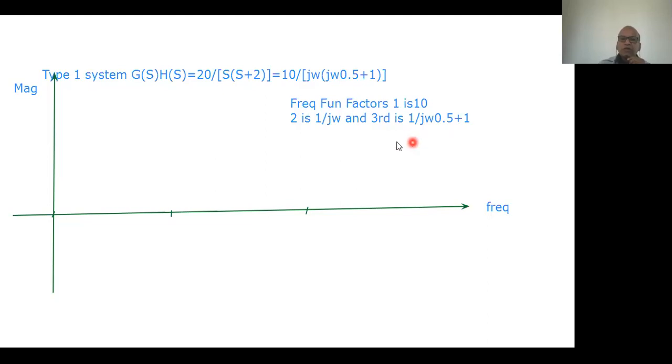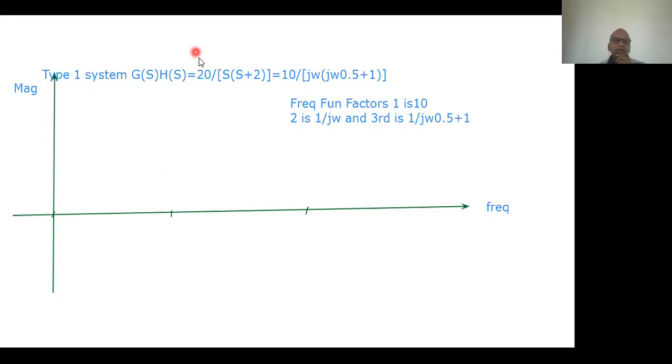In some of the books that is given as 10 divided by j omega. That is, 10 divided by j omega is a straight line with a slope of minus 20 dB per decade passing through the 20 log 10, equal to this 20 dB point of omega equal to 1, a straight line with a slope equal to minus 20 dB per decade passing through the magnitude of 20 log 10 equal to 20 dB at the corner frequency equal to 1.